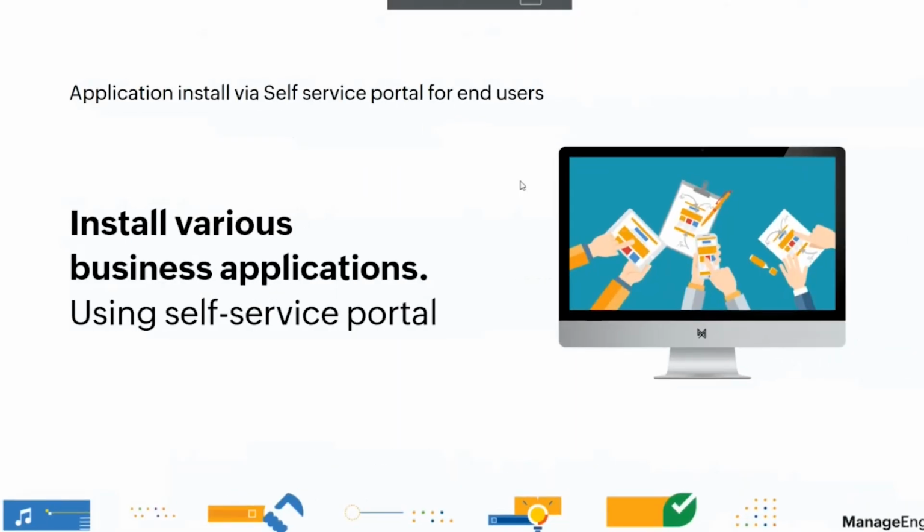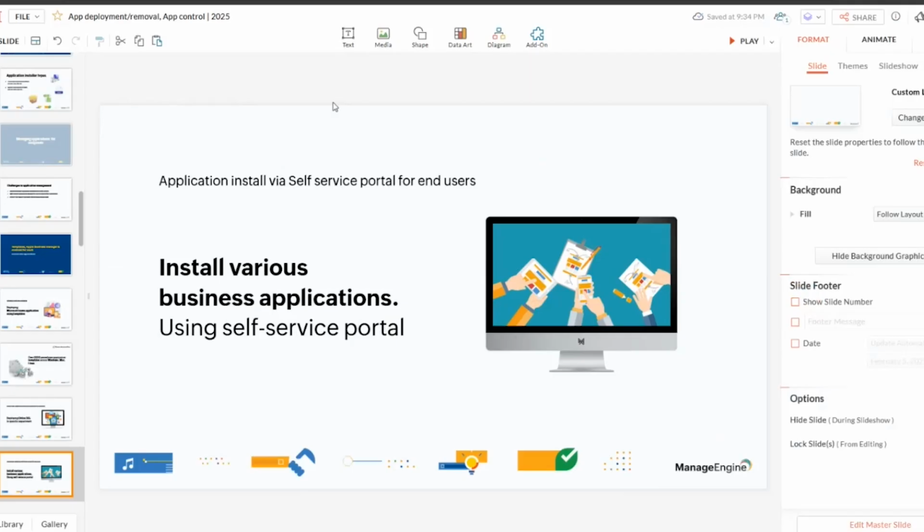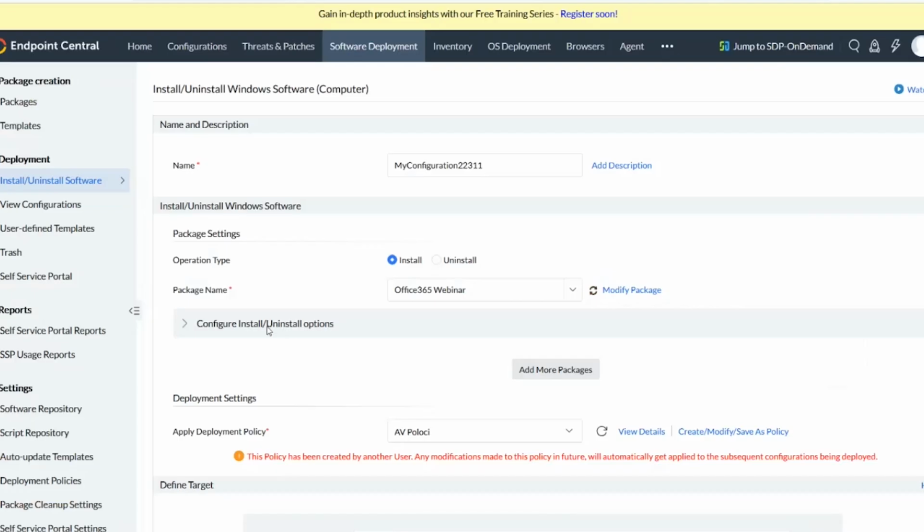The next thing we'll be discussing is how to deploy the application using the self-service portal. So self-service portal is something that you can publish for the end users, and you can make them install. If that application is required for them, they can deploy it. So again, I will show it to you how it can be done.